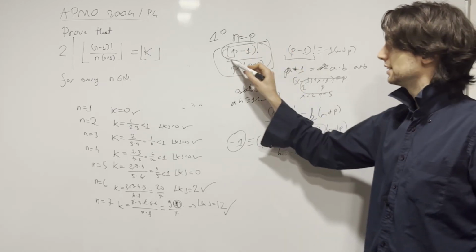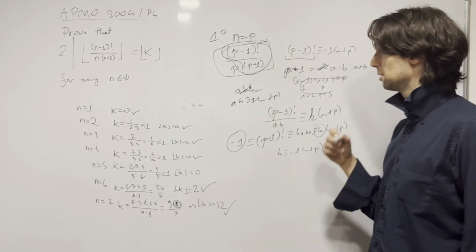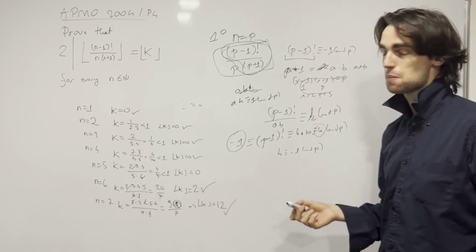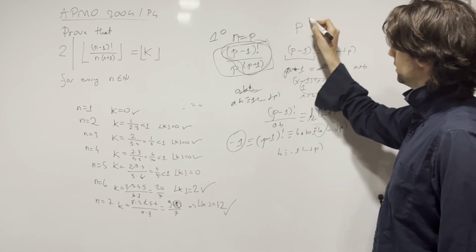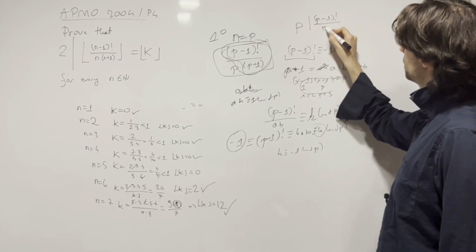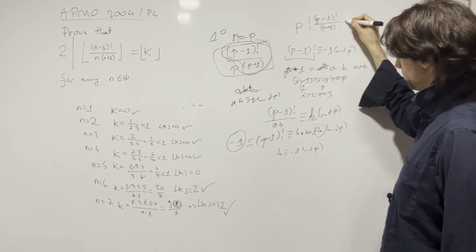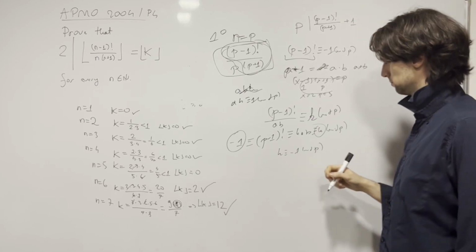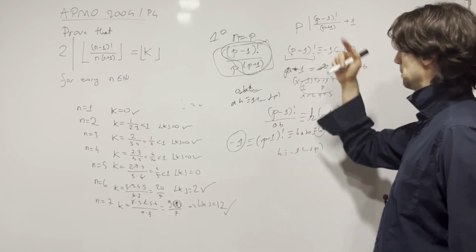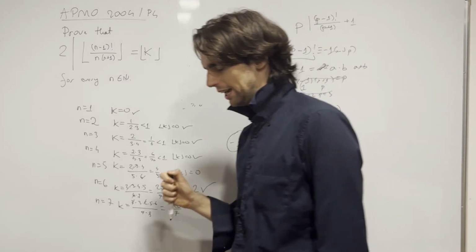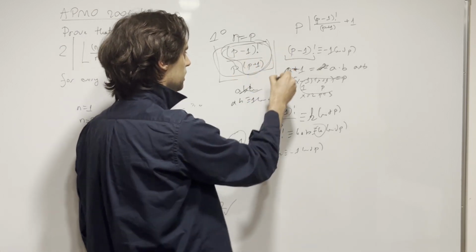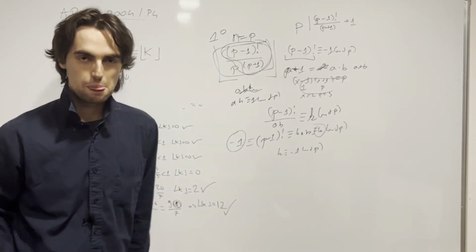And now what does that tell us? It tells us that this plus 1 is divisible by p. So we have now p divides (p minus 1)! over (p plus 1) plus 1. Right, so k plus 1, that is this, is going to be divisible by p. And now, what does this tell us about the integer part of this number?